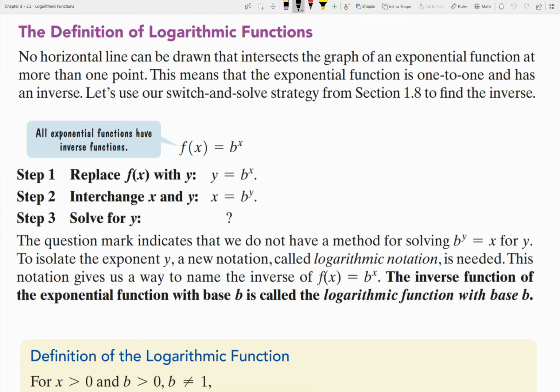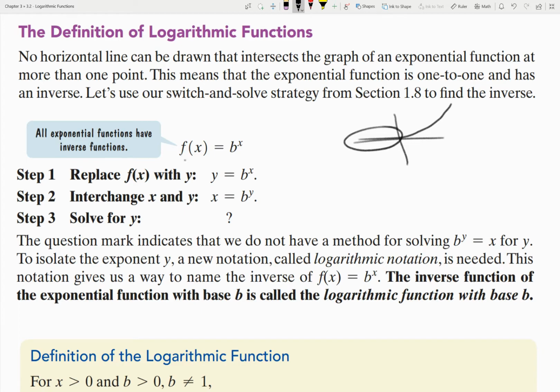So let's start with the definition of a logarithm. If you think about an exponential function, our exponential functions look something like that. There is no horizontal line that hits the graph at more than one point. It looks like it's horizontal on the bottom here, but it's not. It's just going down very, very slowly. So that means that this exponential function is one-to-one, and it has an inverse.